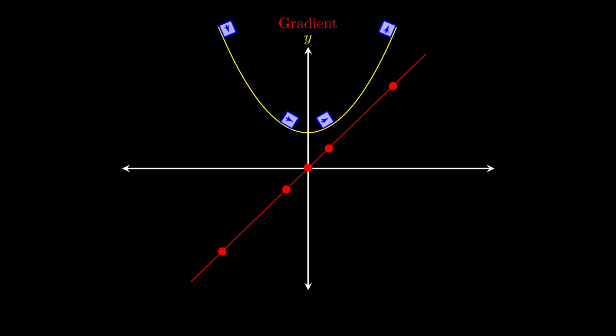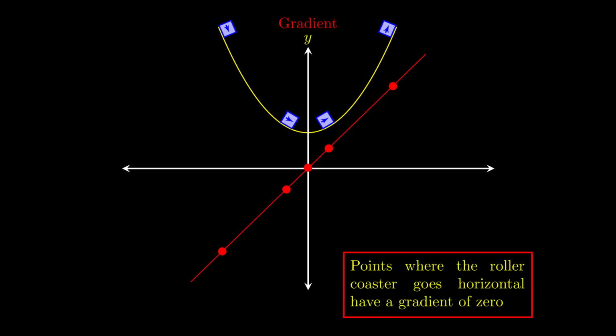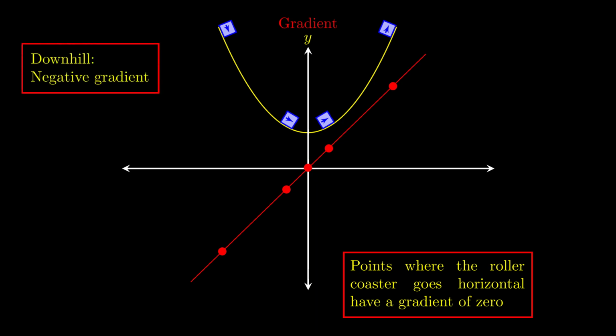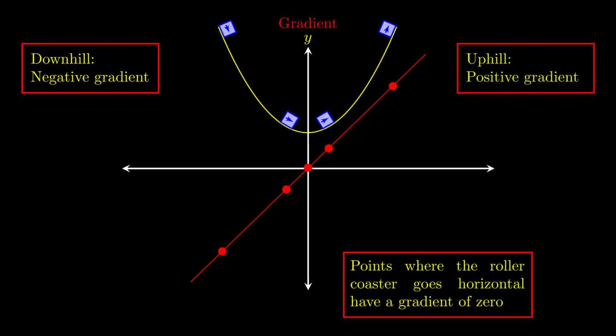Okay, but a few takeaways. First one, points where the roller coaster goes horizontal must have a gradient of 0. Right. Then on the left, the points where the roller coaster is going downhill, well, they correspond to a negative gradient. And so the red function is a negative value. And points where the roller coaster is going uphill, well, they have a positive gradient. And so the red function is above the x-axis there.